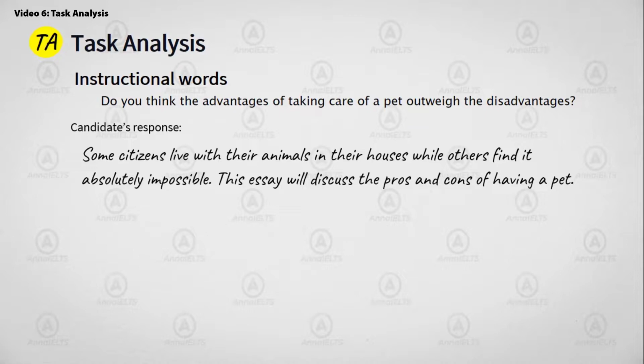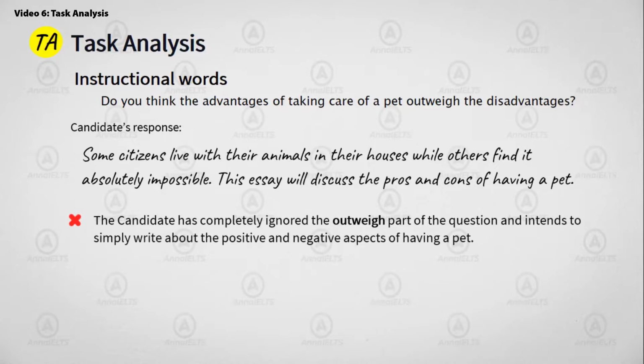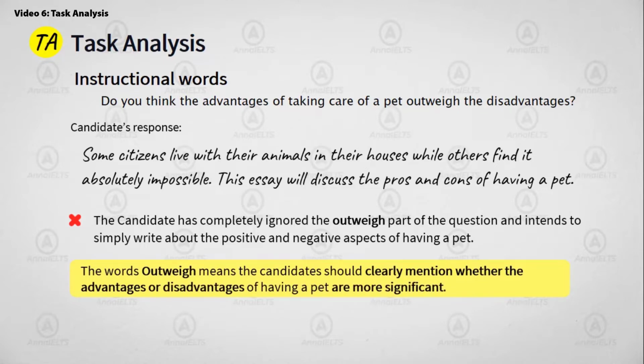Well, as you can see in this response, the candidate has completely ignored the outweigh part of the question and intends to simply write about the positive and negative aspects of having a pet. The word outweigh means the candidate should clearly mention whether the advantages or disadvantages of having a pet are more significant.